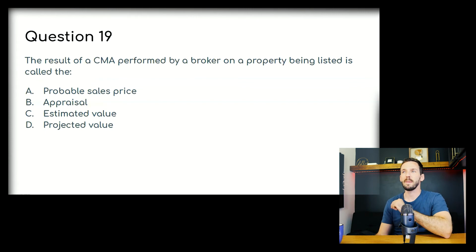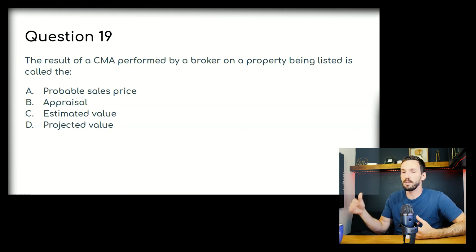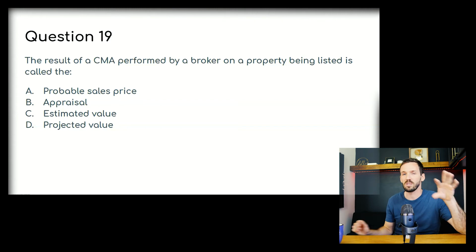Question 19. The result of a CMA performed by a broker on a property being listed is called the probable sales price, appraisal, estimated value, or projected value. When an agent makes a CMA, it is probable sales price. We can tell our client that it'll probably sell for this. An appraisal is that third party finding, so it's not the same. Answer here is A.